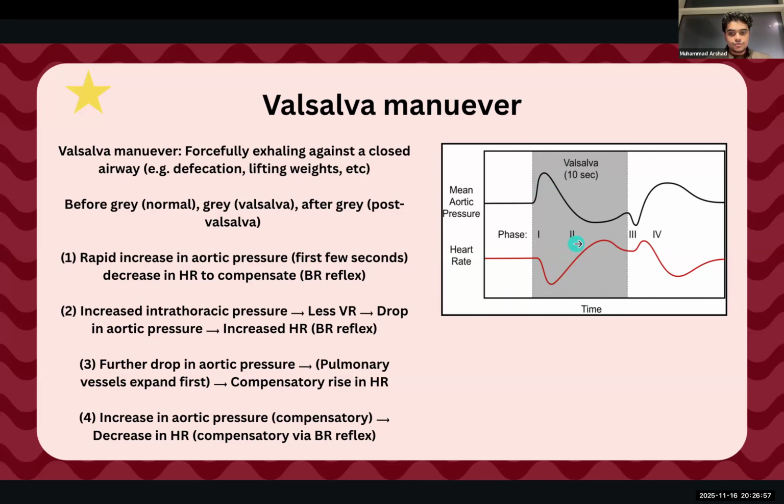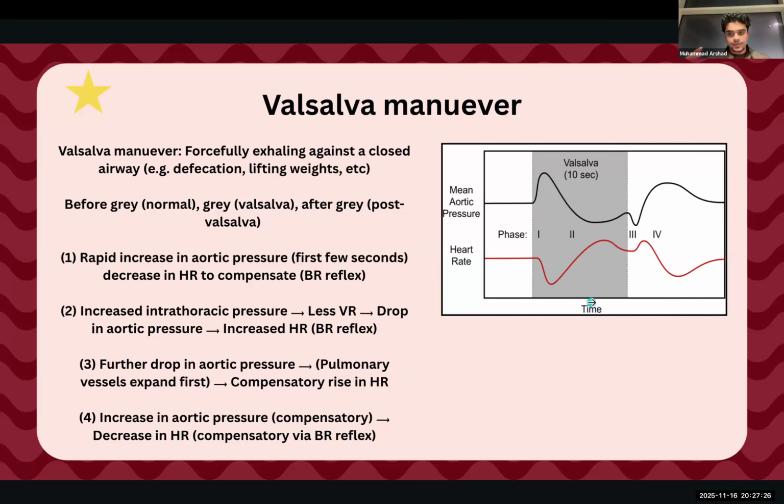And then in phase 2, you're going to have an increased intrathoracic pressure, right? And as a result of that, you're going to have significantly less venous return. So what I mean by that is, we've compressed the aorta so much that you can't even actually get blood out. And as a result, you're going to have a drop in aortic pressure because blood isn't going to be coming through to the aorta, right? So you're going to have a drop in the pressure. And as a result, you're going to have an increase in the heart rate, okay?